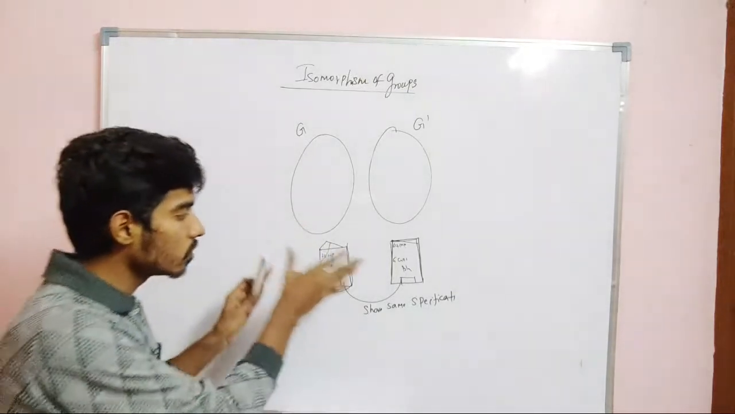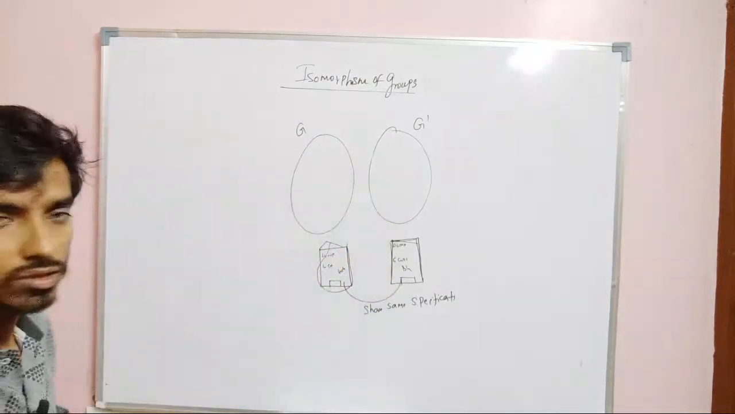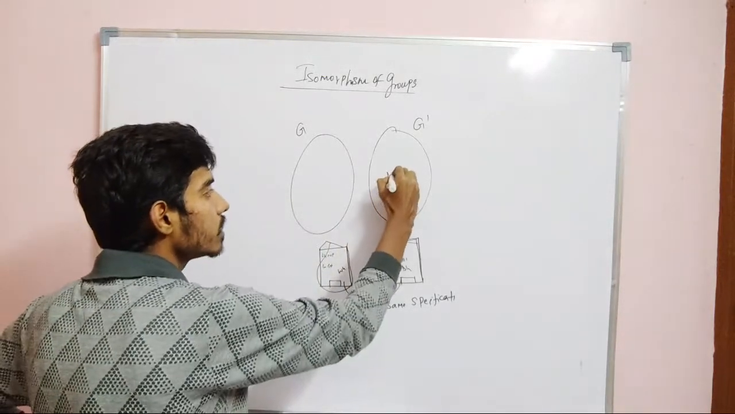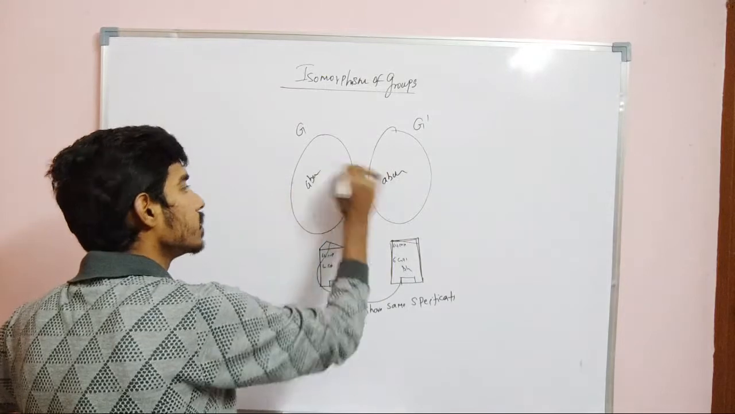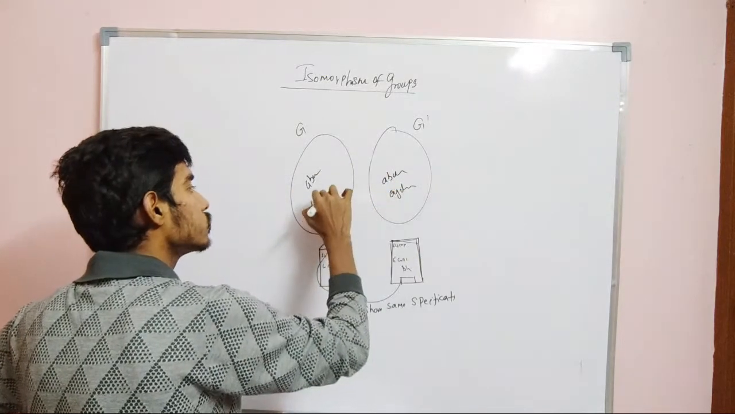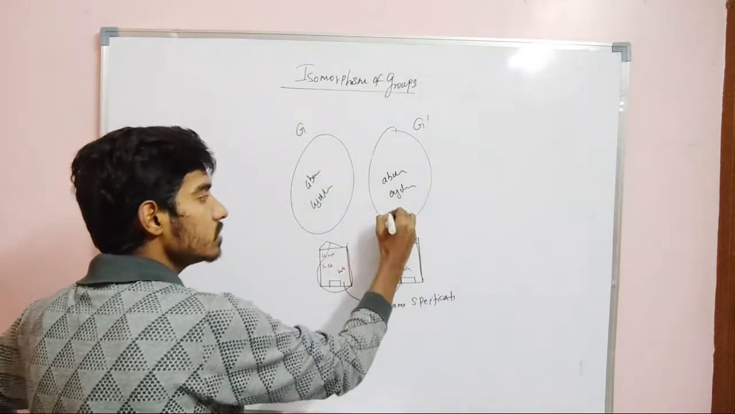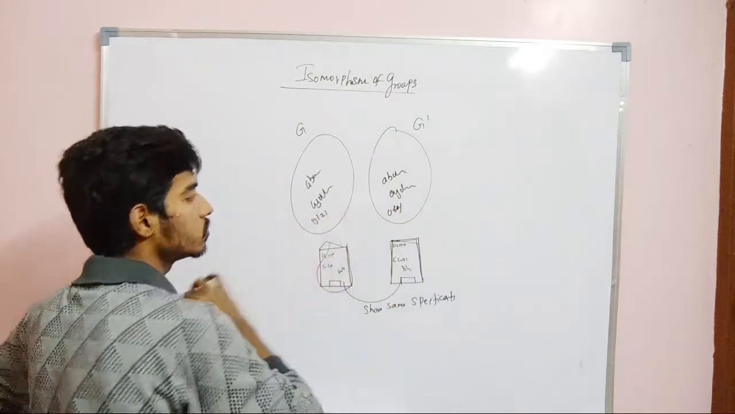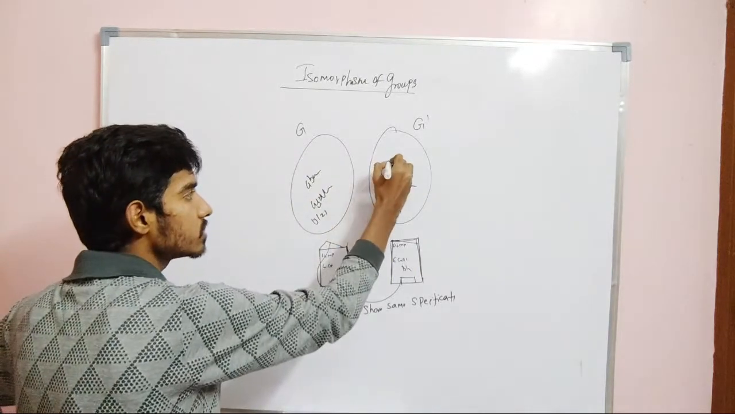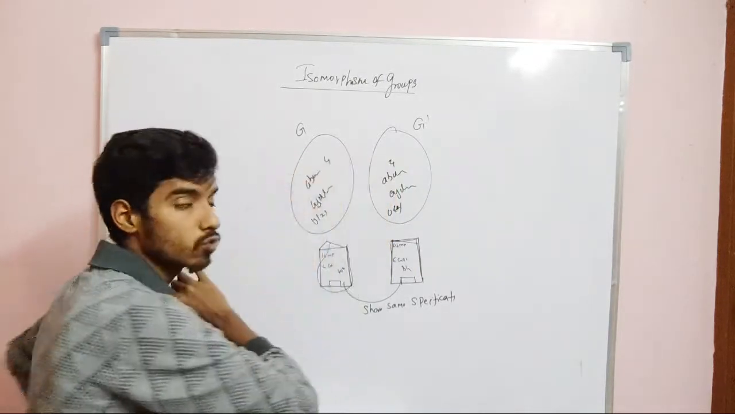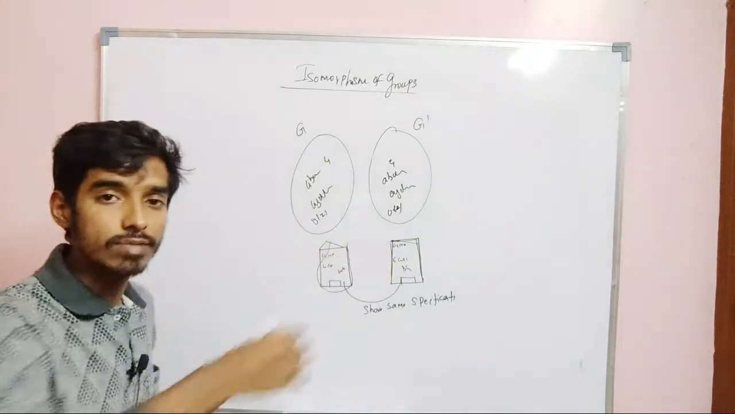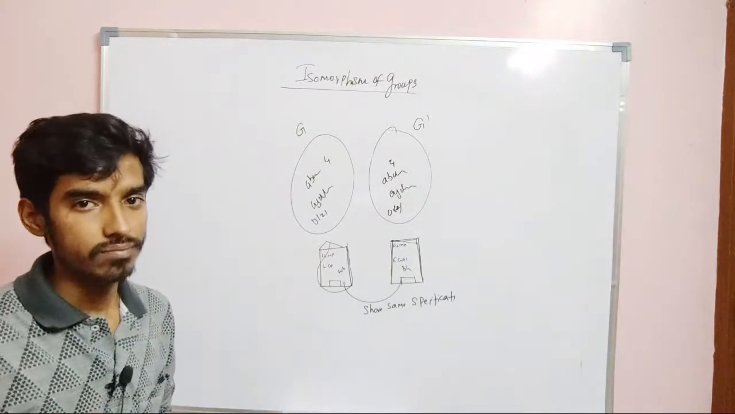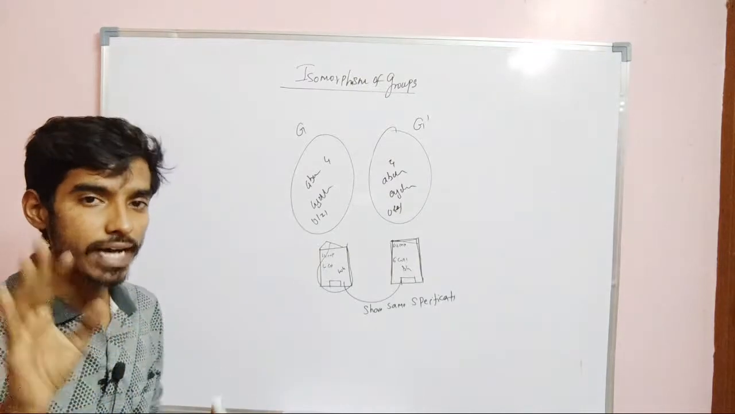So let me try to relate this example with groups. Even though the structures are different, if this is abelian, this is also abelian. If this group is cyclic, this group is also cyclic. If this group has an element of order 2, then this also has an element of order 2. If this group has 4 subgroups, then this also has 4 subgroups. So even though structures may be different, we say both are isomorphic if they satisfy certain conditions.